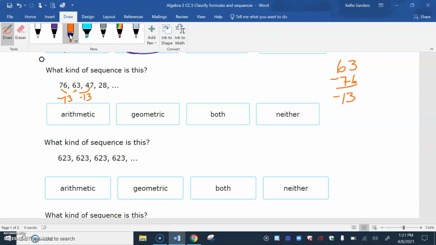If I subtract 13 from 60, will it get us 47? No. I would have to subtract 16. So let me just check real quick, because obviously I did something way wrong. So 63 minus 13 does get us 50, not 47. So it's not arithmetic.